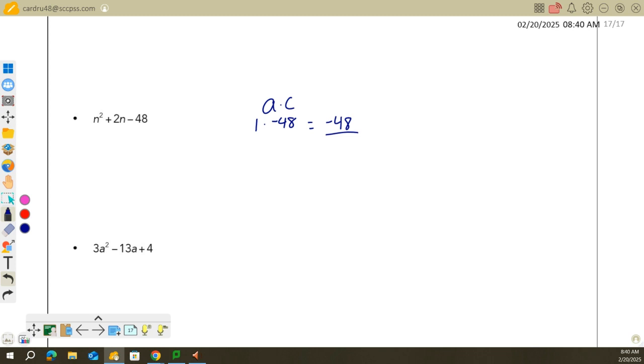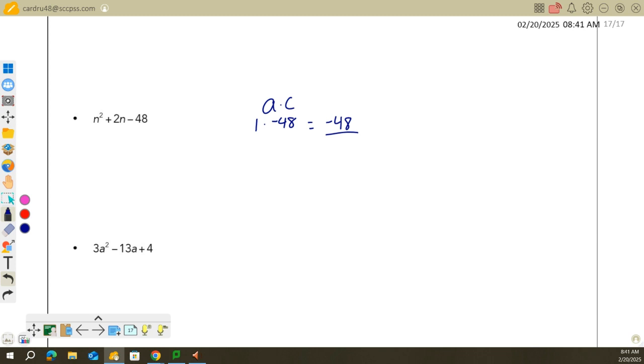And I know to get a negative number with multiplying, one has to be positive and one has to be negative, right? And then I want it to add to a positive 2. So if I'm multiplying a positive and a negative, and it's adding to a positive number, I know that my bigger number needs to be positive. If my b was negative, then my bigger number would need to be negative. So let's just go through and see what this looks like.